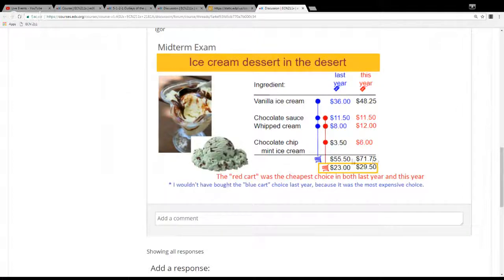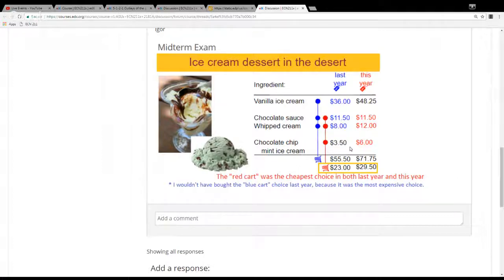So 71.75 this year, 55.50 last year. So what's the percent increase from 55.50 to 71.75? That would be the increase according to the Laspeyres index. The Paasche index would do the opposite. It would compare what you buy today and look at what it costs today relative to what it cost in the previous period.